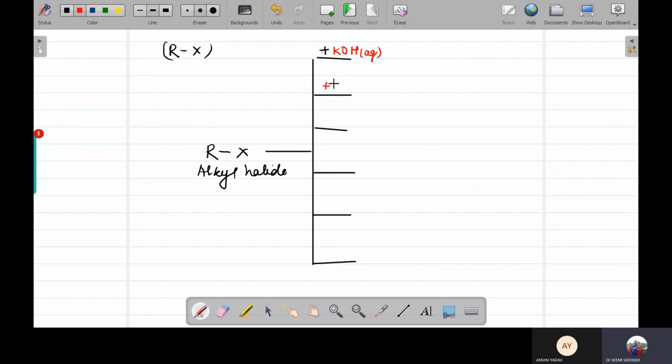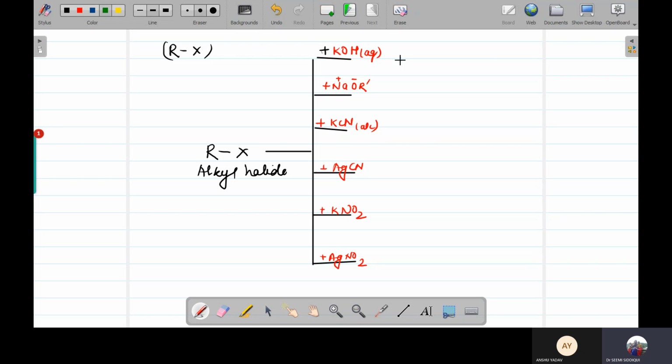Then another, NaOR. In this, Na will be positive and this will be negative. Then KCN. It is alcoholic. Then AgCN, KNO2 plus AgNO2. Now let's look at what are going to be the products.